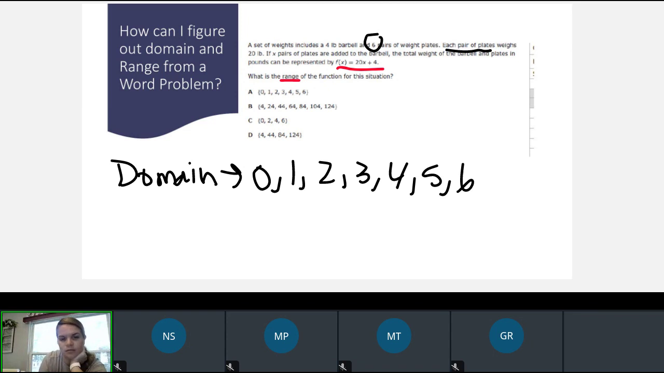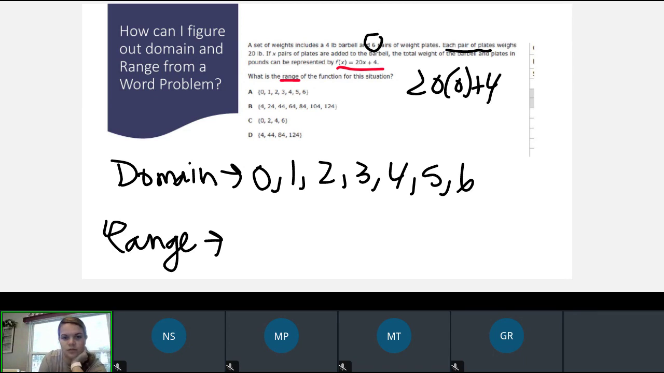Now that I've determined my domain, I can plug in the domain to my function to find the range. So the range, if I plug in 0 for X, that would be 20 times 0 plus 4. So that would be 4. Okay, and then every time I add a pair of weight plates, it increases by 20 pounds. So it'd be 24, 44.